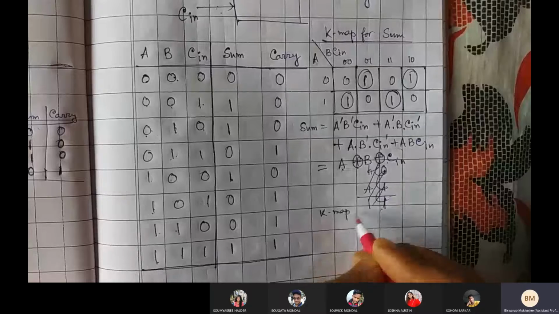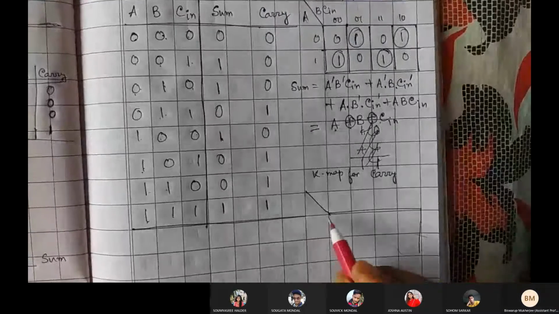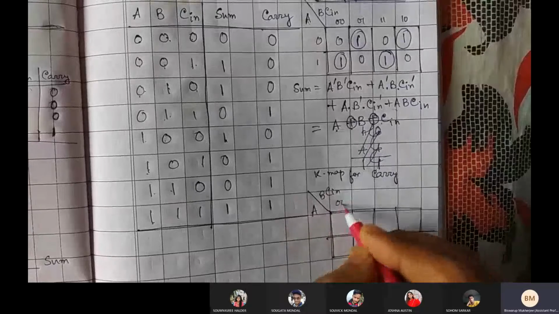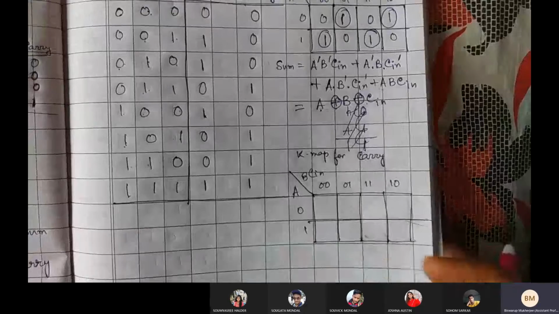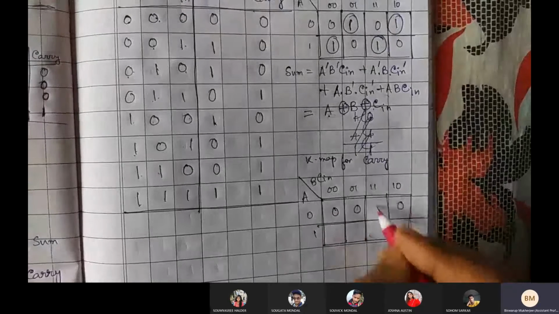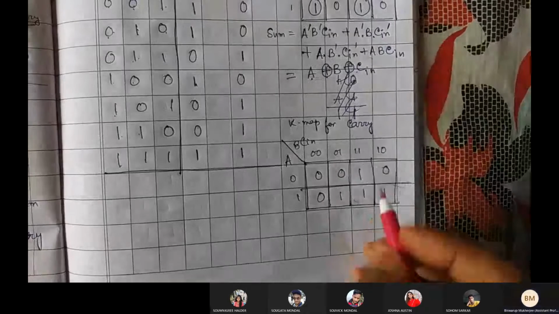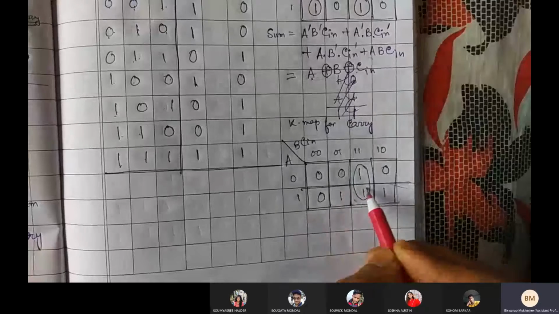Similarly, you can go for the K-map for carry. So K-map for carry, again A, B, C in, 0, 1, right? So we'll be having 0, 0, 0, 1, then 0, 1, 1, 1, right? This one. So you can have this 2 along with this 2 along with this 2.